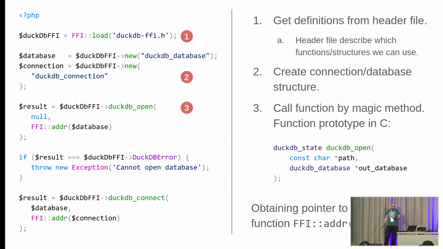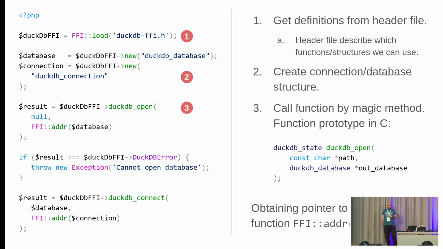So I will start with FFI. I have source code here. It starts with the loading of header files. They describe all functions and structures which I will use. I will then create two structures which represent the connection to the database and the database itself. Then I will open the database. For this, I will use the function duckdb_open. And this function has a signature with two input parameters. First is the path to the database which we want to open. If we want to open the database in memory, we will simply pass a null.